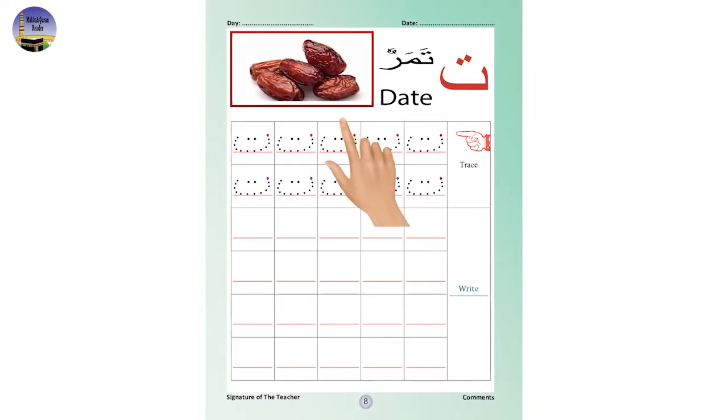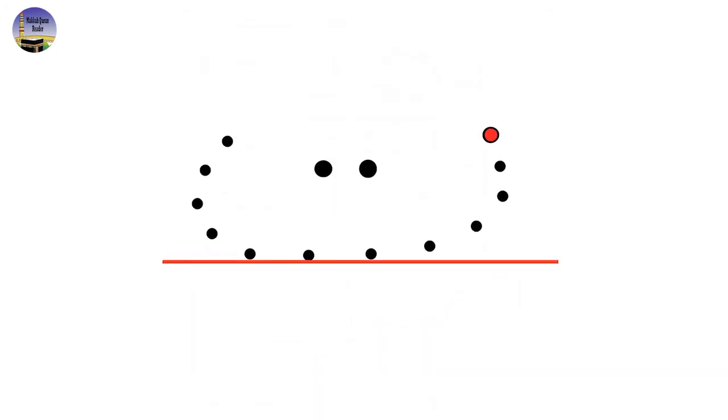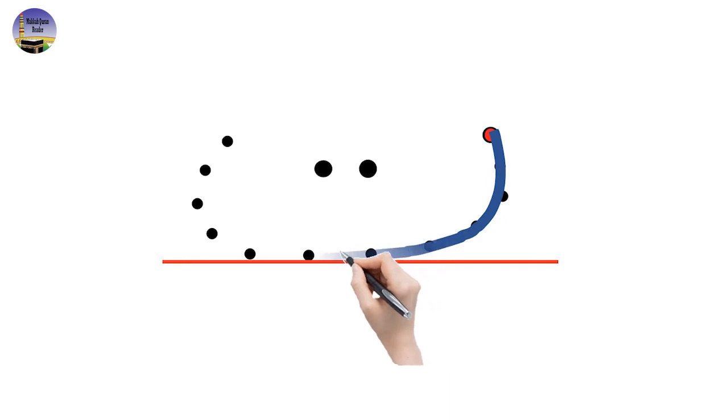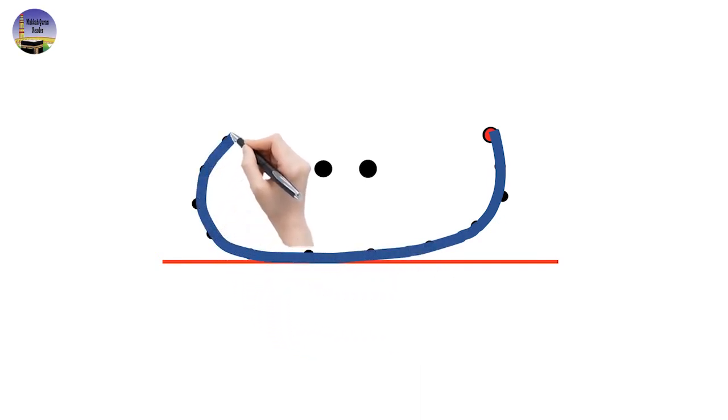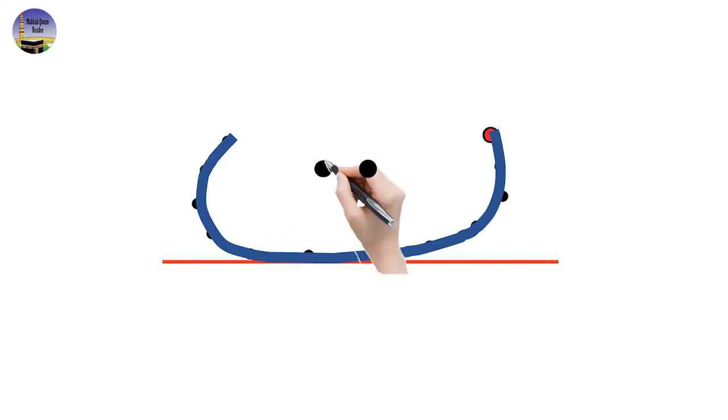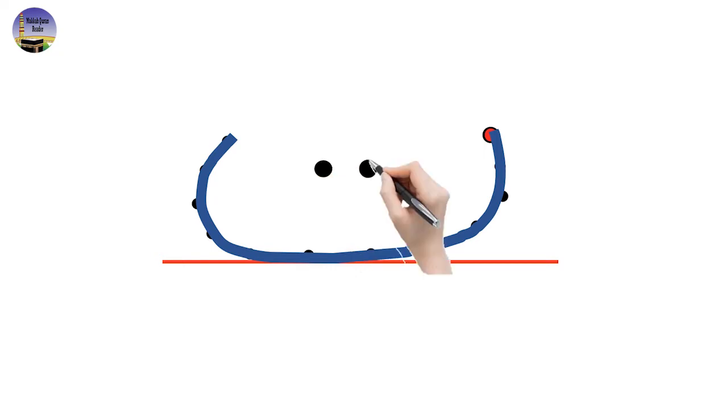Third one. Remember, we have to maintain the red line. Start from the red dot, make a curve, go left, touch the red line, make another curve, and give 2 dots above the letter. Ta. Ta for tamarun. Tamarun means date.